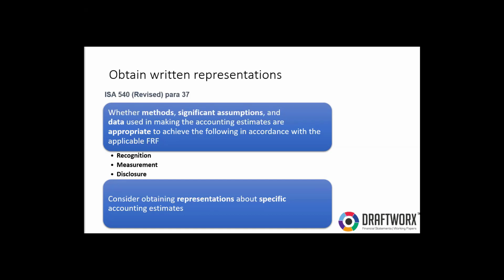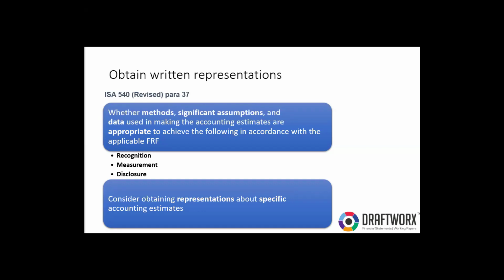All right. So it's important that the first one that we list here on the slide, that the methods, significant assumptions, and data used in making the accounting estimates are appropriate to achieve compliance with the financial reporting framework in terms of recognition, measurement, and disclosure. That's a specific requirement. But now the optional is, depending on the circumstances, you may decide you might need additional representations about specific accounting estimates.